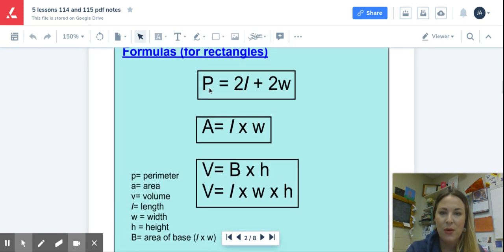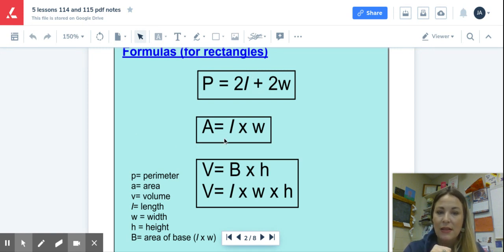Just reviewing some of these formulas, P equals 2L plus 2W. That, of course, means the perimeter of a shape is equal to 2 lengths plus 2 widths. If you think about a rectangle, that makes sense, right? 2 lengths plus 2 widths. That would give you the perimeter, the outside of a figure.